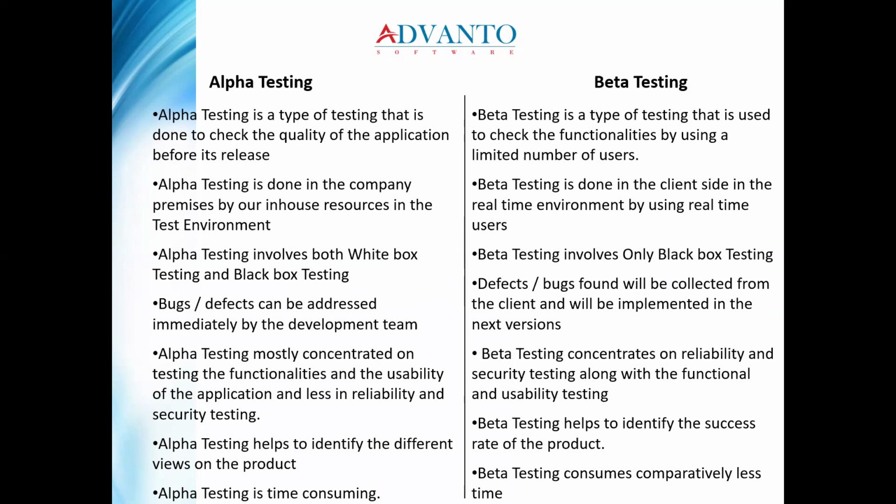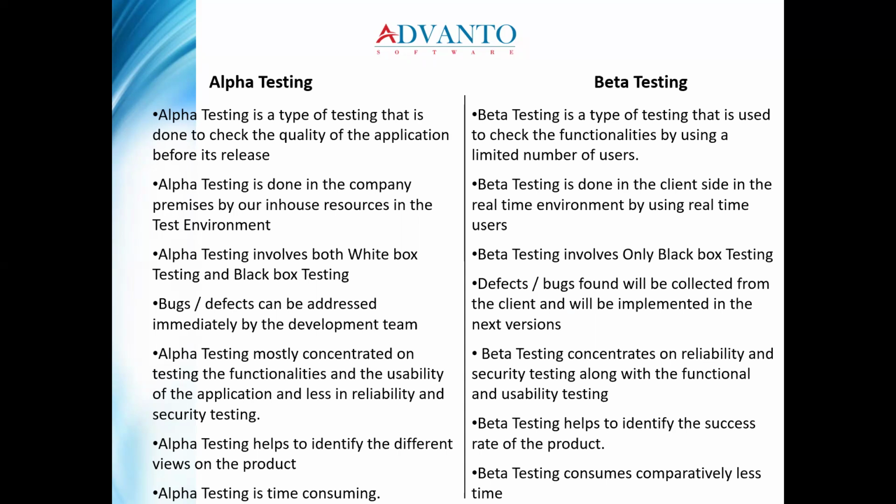Alpha testing is a type of testing that is run to check the quality of the application before its release. Beta testing is a type of testing that is used to check the functionalities by using a limited number of users. Alpha testing is done in the company premises by our in-house resource in the test environment. Beta testing is done on the client side in the real-time environment by using real-time users.